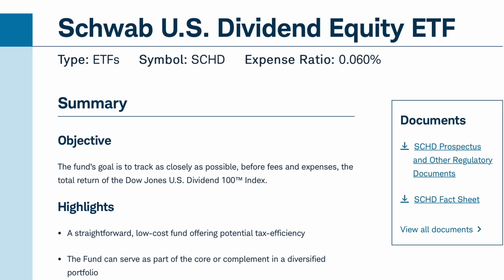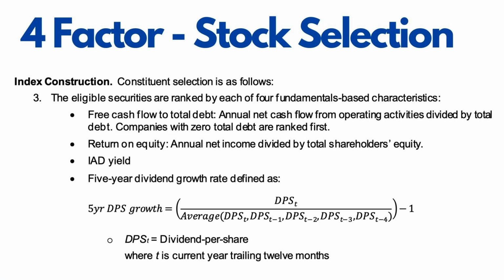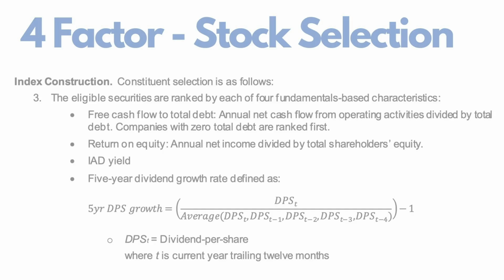It tracks the Dow Jones US Dividend 100 Index, which includes companies that have a consistent track record of paying dividends. The index screens stocks for 10 consecutive years of dividend payments, a float-adjusted market cap of $500 million, and an average daily traded volume of 2 million. It then ranks the stocks based on 4 equally weighted fundamental factors: free cash flow to total debt, return on equity, indicated annual dividend yield, and the 5-year dividend growth rate. This methodology aims to capture dividend growth companies with strong financial ratios.